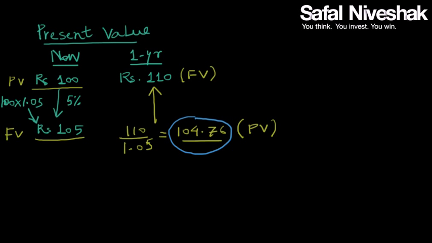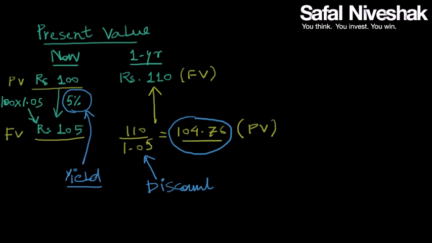This was a simple explanation of the concept of present value and future value. Coming to two terms which are very important here: this 5% is the interest, which is also known as the yield. The yield or the interest rate that I am going to earn on 100 rupees. When I try to calculate the present value, I am using the same 5%, but this 5% is known as the discount rate, because I am simply discounting 110 rupees to bring it to the current level.